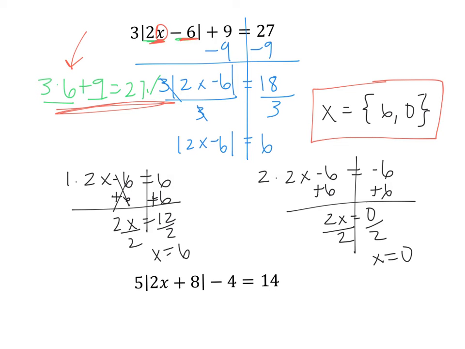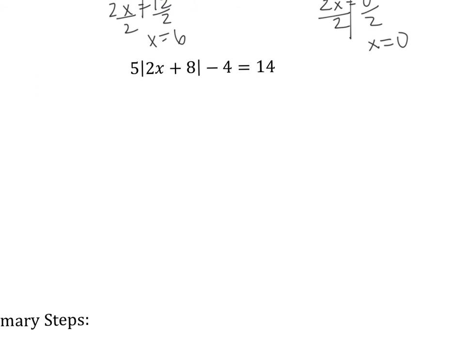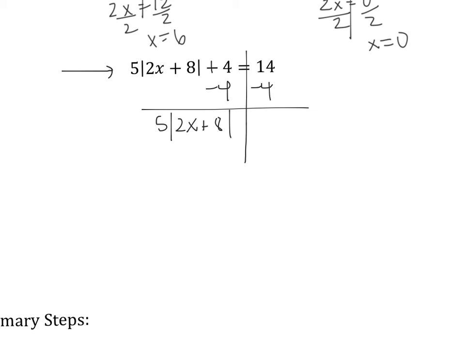Okay, let's move on to our last example here. And there is a typo in these notes, so if you could please change the negative 4 here to a plus 4. And now we'll solve this equation. So again, please change that negative 4 to a plus 4. And now let's isolate the absolute value. So I'll subtract 4 first and get 5 times the absolute value of 2x plus 8 equals 10. Divide by 5.